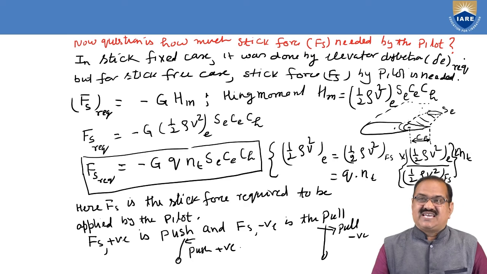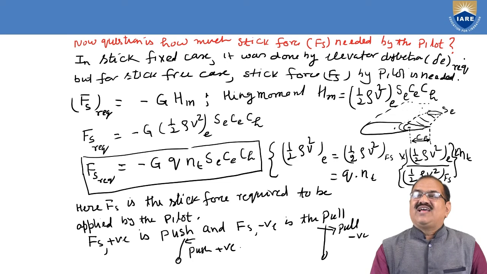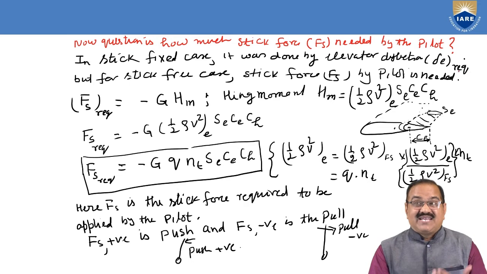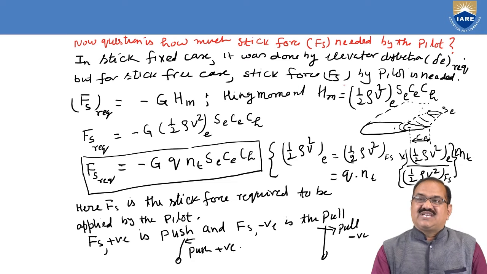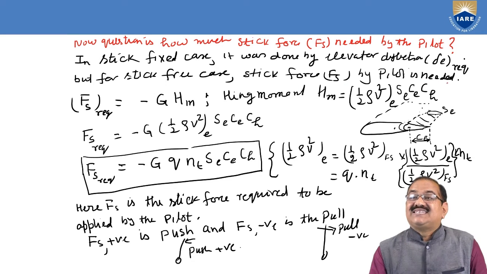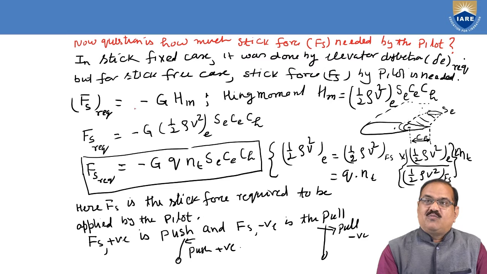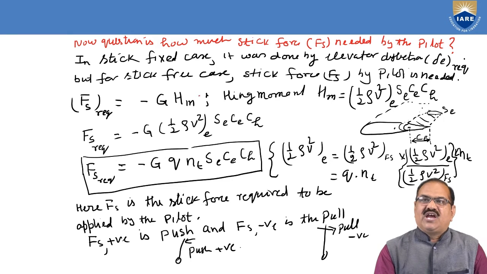So in the stick fixed case, how much elevator deflection delta E was required? It was delta E is equal to delta E naught plus d delta E by d Cl trim into Cl trim. This was the case. But here it is not so. For the stick free case, stick force Fs by the pilot is needed. So this Fs is equal to minus G Hm, which we have just derived.